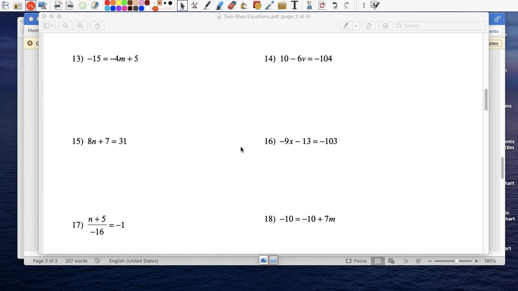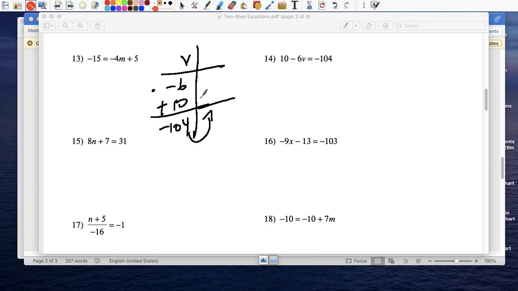Okay, a few more. V is my variable. I'm multiplying by negative 6. I'm adding 10 to it, and somehow it gets me to negative 104. Subtract 10, and then divide by negative 6 are the two steps I'm going to do. So let's subtract 10 here, and let's subtract 10 here. Those go away. I'm left with negative 6v equals negative 114.